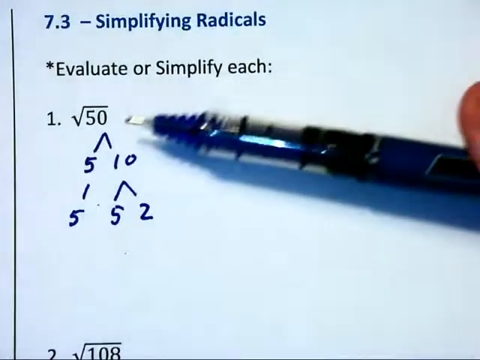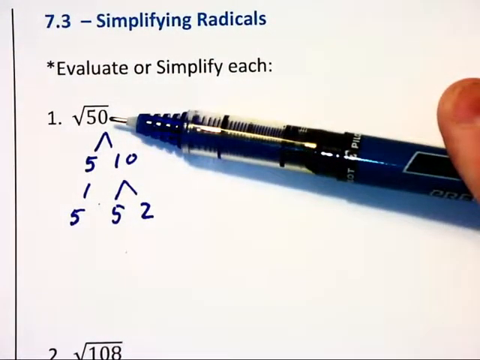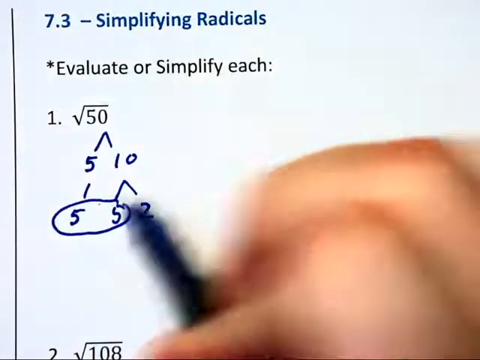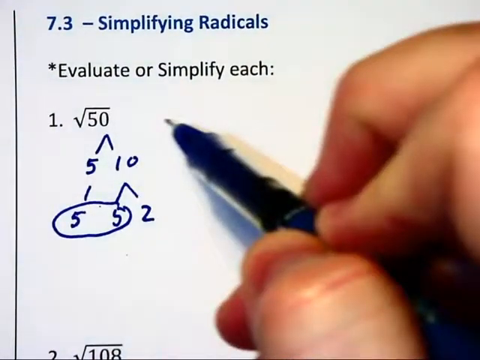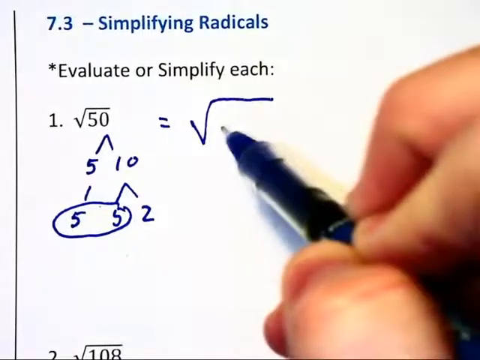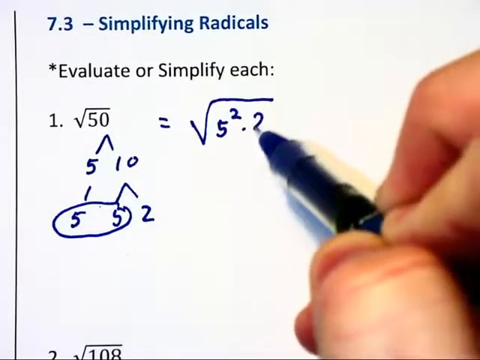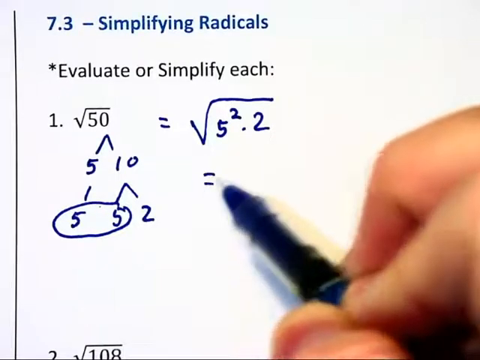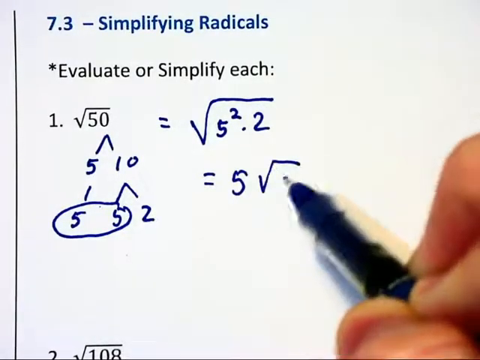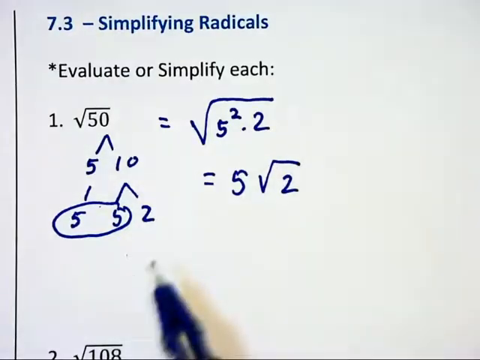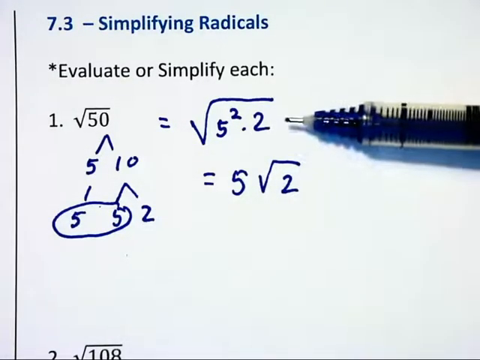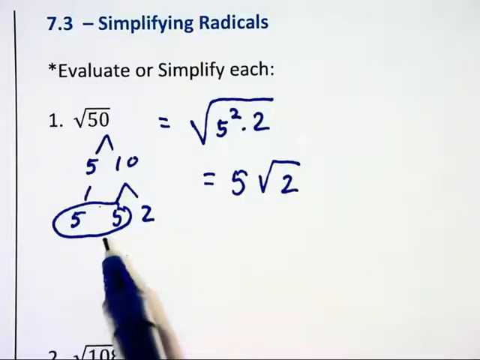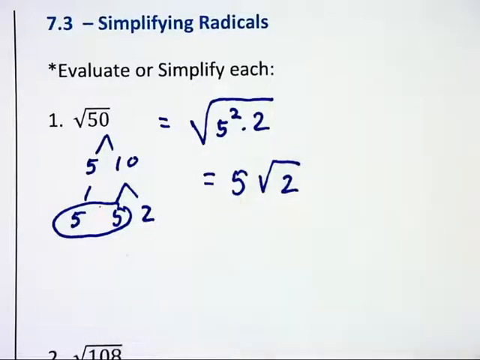Because this is a square root, we're looking for squares inside of that radical. And we have a pair of 5s, which really is a 5 squared. We could rethink of this as the square root of 5 squared times 2. And that 5 squared could be square rooted, and we would then have 5 root 2 as the simplification. We usually don't write this middle step that I have here, but anytime we have a pair of 5s as we have here, we would bring that out as 5.